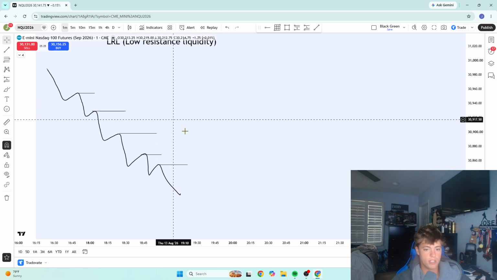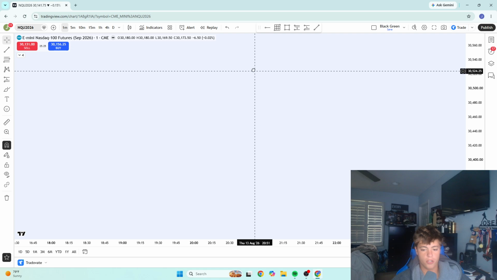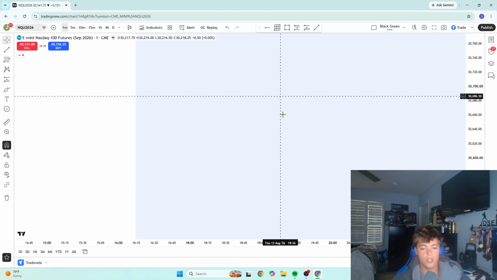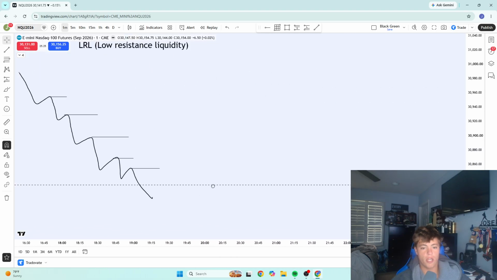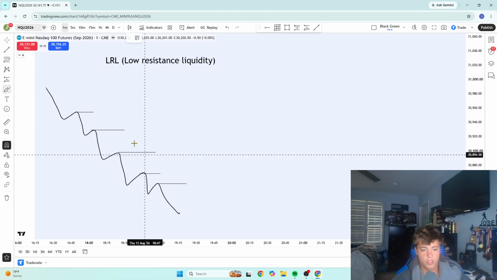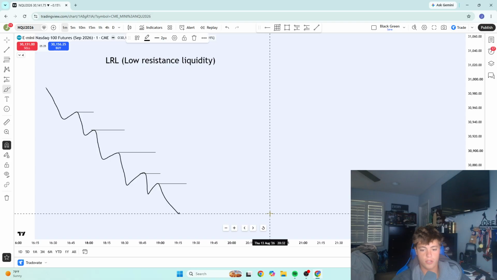Now, let's hop into some examples on the chart showing you LRL. Well, actually, let's also draw the LRL going in an uptrend. So this is a downtrend. This would be the uptrend.